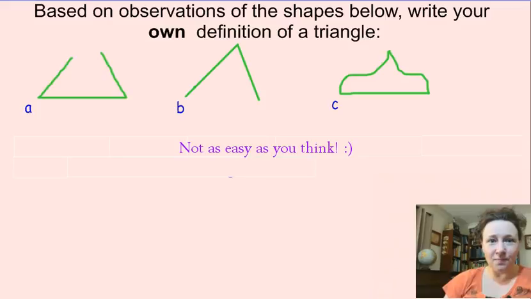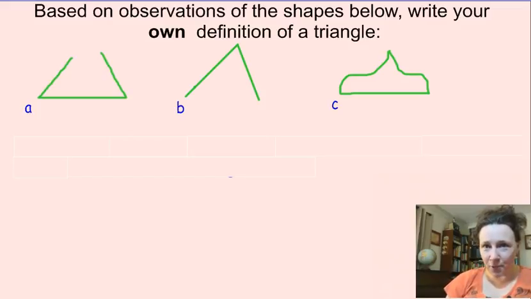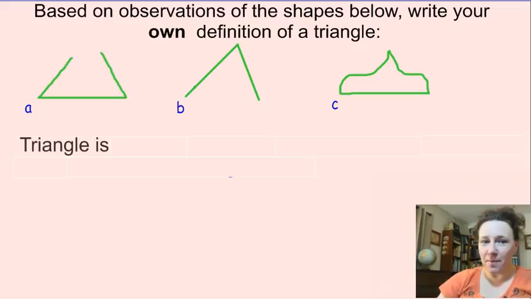I'm going to give you 3 little hints. They are right in front of you. Each of these 3 shapes is not a triangle for just one single reason. If you identify this reason and include it in your definition, then you probably will do a pretty good job. I'm going to help you just a bit with the beginning of the sentence, and then I'm going to ask you to pause this video and write your definition in your notebook.